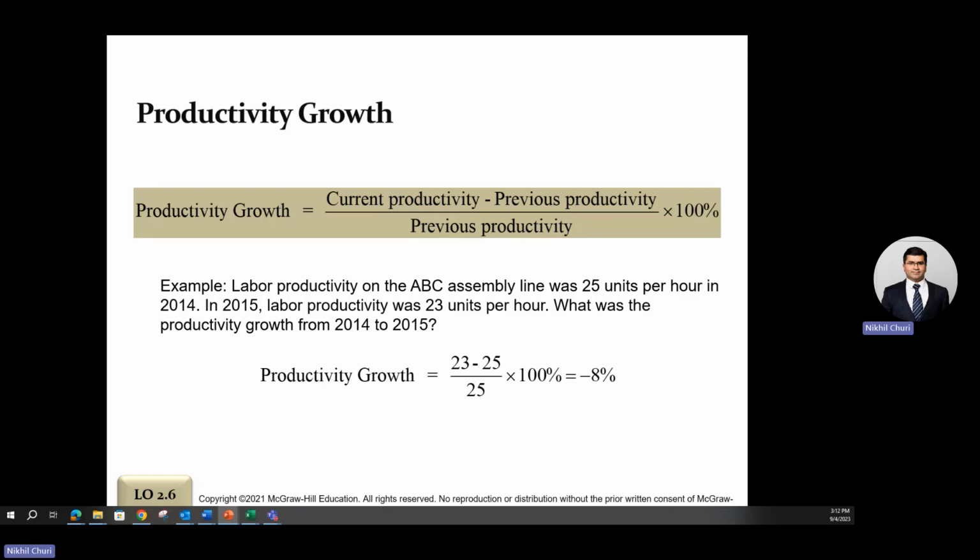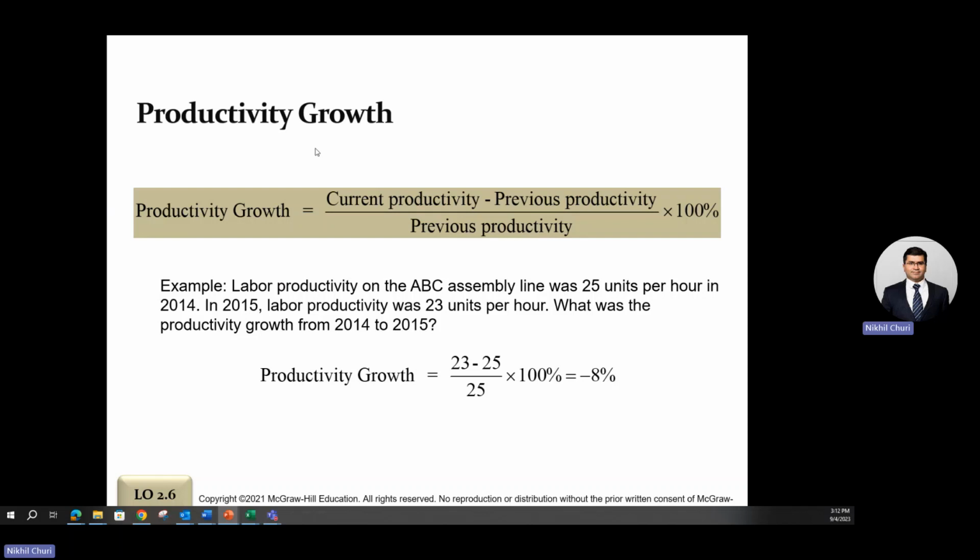So again, a problem is given over here. It says labor productivity on the ABC assembly line was 25 units per hour in 2014. So given a year, this was the labor productivity. And for the same line in the year 2015, it was 23 units. So the question is, what was the productivity growth from 2014 to 2015? In consecutive years, what was the productivity growth?